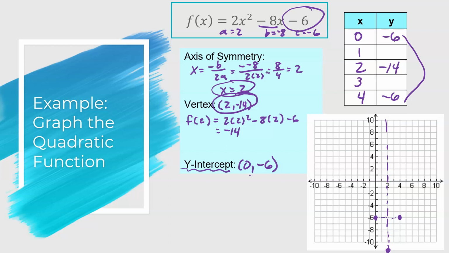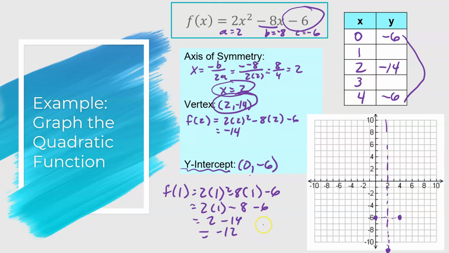And then last but not least, I would plug in either 1 or 3. I chose 1. 2 times 1 squared minus 8 times 1 minus 6. Again, I would type it into my calculator, but just for order of operations, you'd have to square this first. So I get 2 minus 14, which is negative 12. So the point (1, -12) is on my graph. (1, -12) would be down here, which means that (3, -12) is also on my graph. Again, you could plug it in again, but that would be a waste of time if you don't need to.